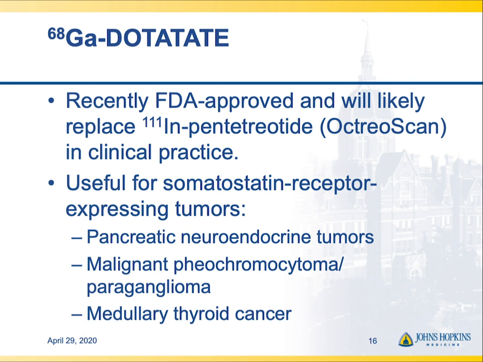Octreoscan was, for a long time, the clinical standard in the U.S. It was actually replaced probably a couple of decades ago in much of Europe with gallium dotatate and a couple of other agents that are essentially equivalent. Gallium dotatoc is also approved now in the United States by the FDA. But what these agents do is they have very high tumor to background ratios and excellent ability to identify sites of disease in a number of somatostatin receptor expressing tumors, and that includes pancreatic neuroendocrine tumors, many malignant pheochromocytomas and paragangliomas, as well as medullary thyroid cancer.